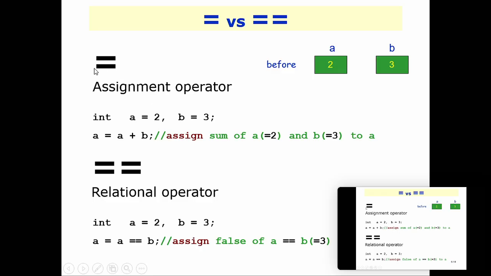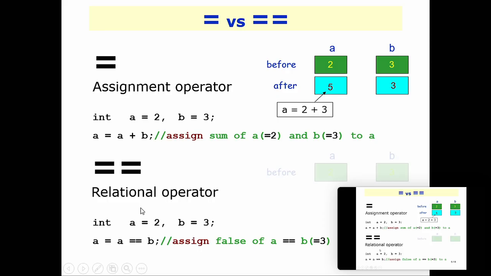Okay, then if you have an assignment operator, and then you have an integer A is 2, B is 3, in the memory you store 2 and 3 in A and B respectively. And then you have this assignment, A equals A plus B, then A becomes 5, B is still 3.